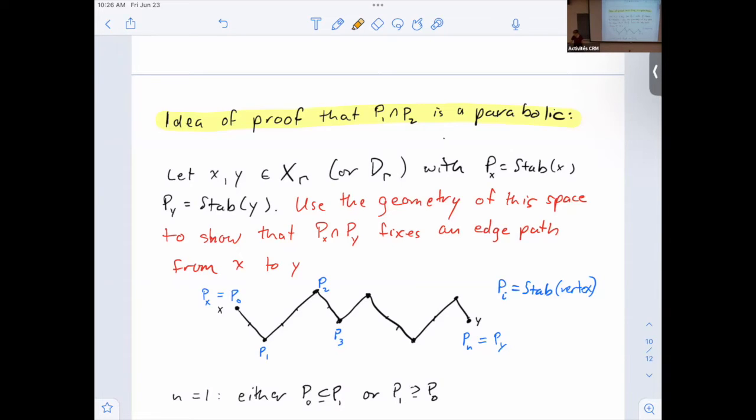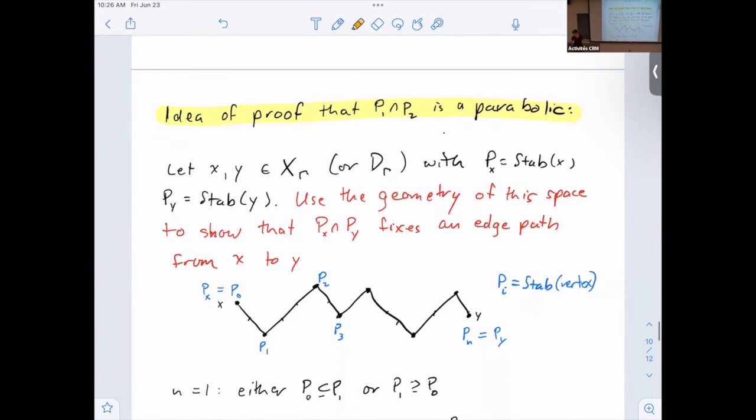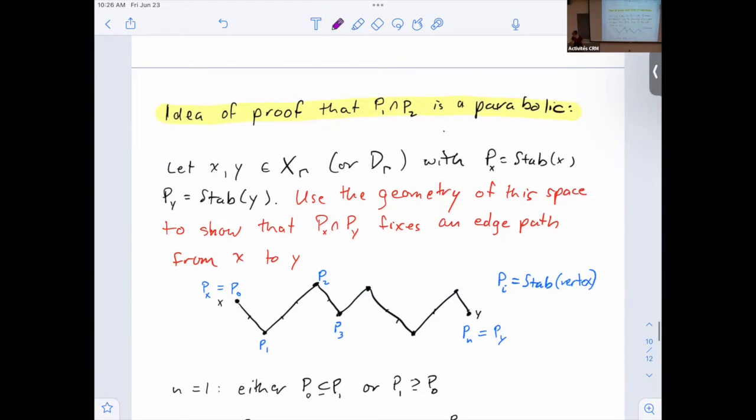Okay, so now I'm going to do an induction on the length of this path, all right? Let's say this path just goes from P0 to P1. It's just one, it goes all up or all down. Well, that means either P0 is contained in P1, Pn, that should be P1. So in this n equals 1 case, this is P sub X and this is P sub Y, right? So it means that one of them is contained in the other.